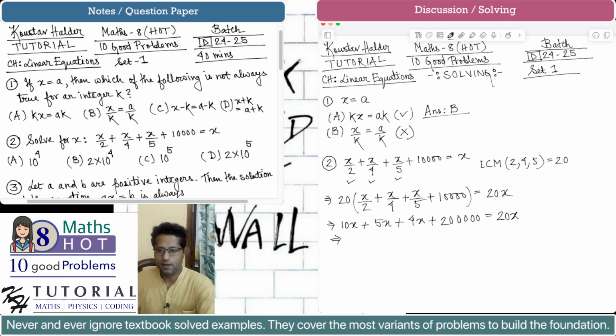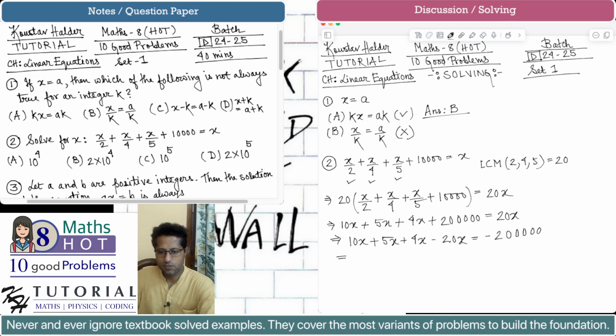Constants to the right hand side, and we get 10x plus 5x plus 4x minus 20x is equal to minus, how much is this? I think it is 2 lakh. Anyway, whatever it is, 5 zeros. Okay.